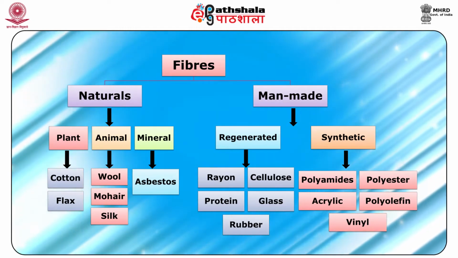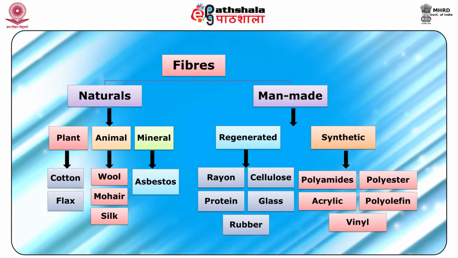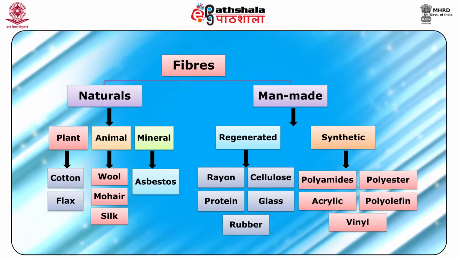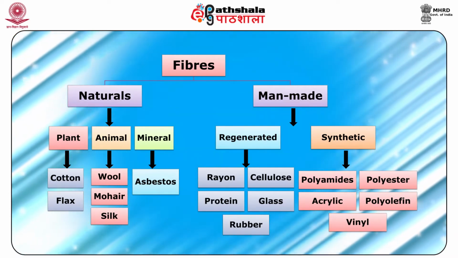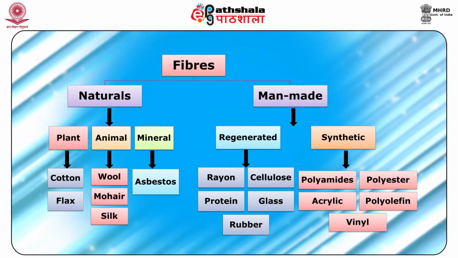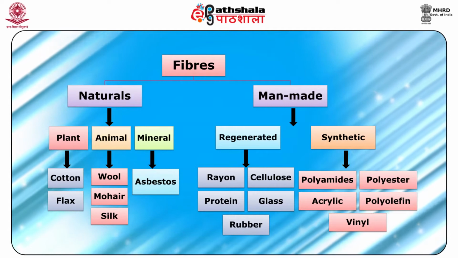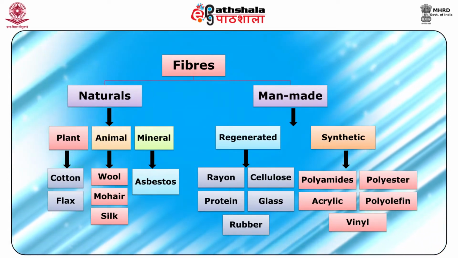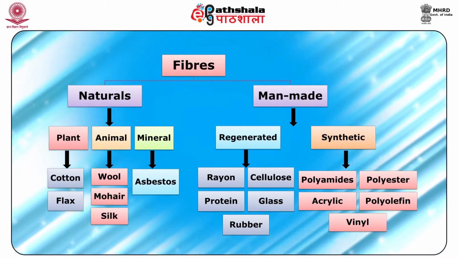Next, moving on to man-made fibers. These have been further divided into two categories, that is, regenerated or synthetic. Under regenerated, we have rayon, cellulose, protein, glass, and rubber. Under synthetic, we have polyamides, polyester, acrylic, polyolefin, and vinyl.